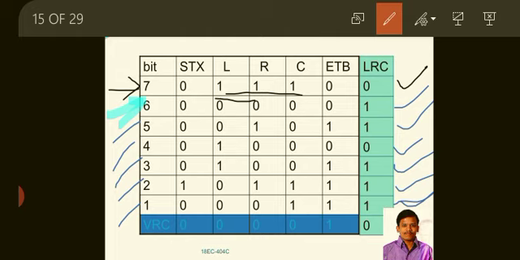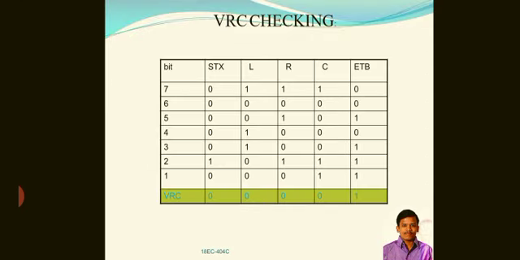After this, these LRC bits used for error detection will be added to the original information, then it will be transmitted. Now we will see the VRC method separately. The same character, same example, I am taking. Now I am finding the extra bits by using the VRC method.